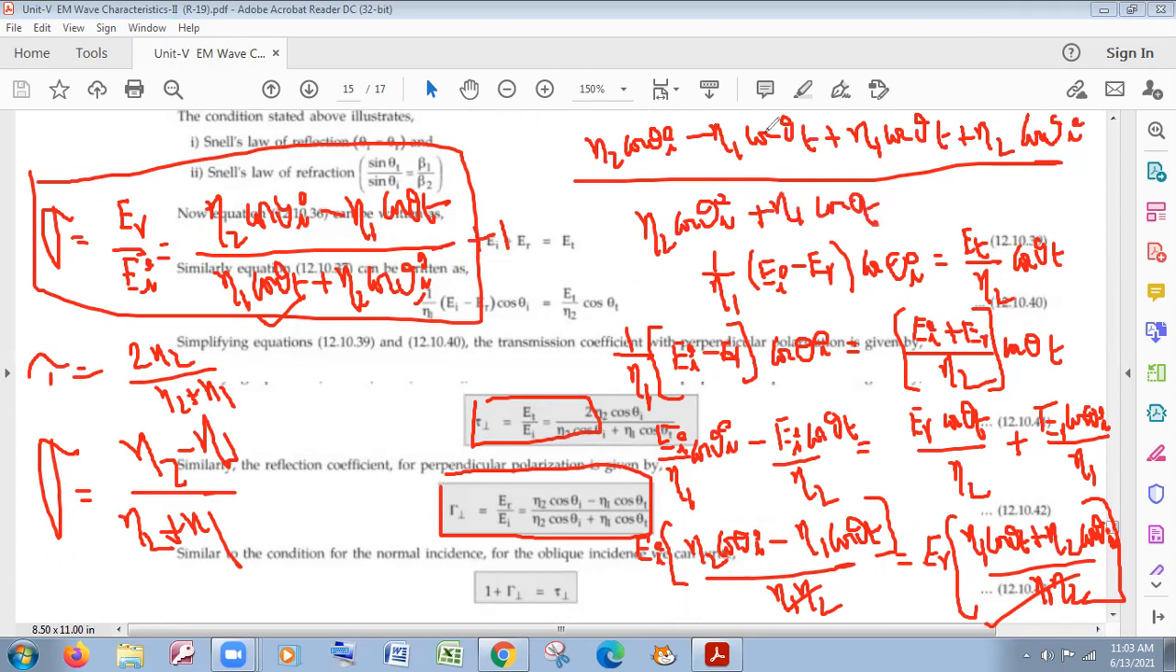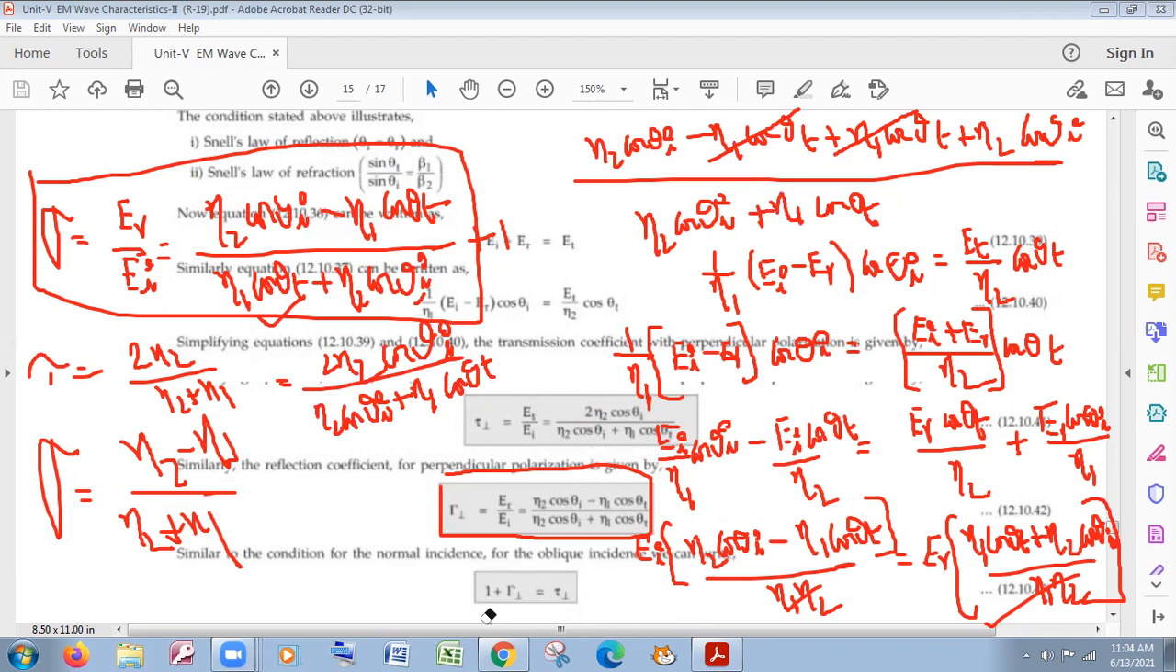See, in the numerator, is there any cancellation? Eta 1 cos theta t, plus and minus, gets cancelled. Eta 2 cos theta I and eta 2 cos theta I give nothing but 2 eta 2 cos theta I, divided by eta 2 cos theta I plus eta 1 cos theta t. The same thing, the transmission coefficient: 2 eta 2 cos theta I by eta 2 cos theta I plus eta 1 cos theta t.